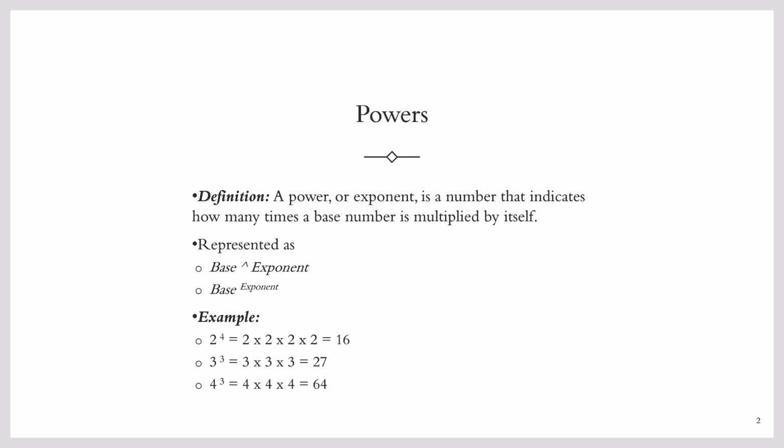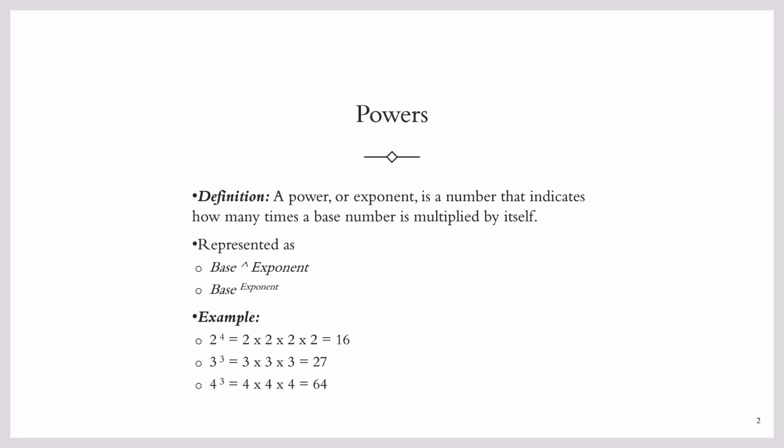A power or exponent is a number that indicates how many times a base number is multiplied by itself. There are two ways to write it. We can write it as base, then an upwards arrow, and then the exponent. Or we can write the base and then type the exponent in superscript. This is the most common way of writing powers.